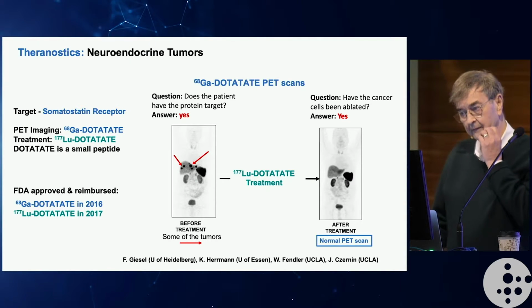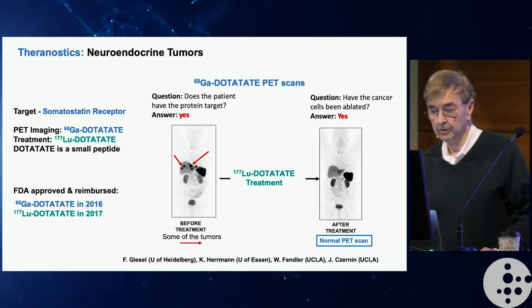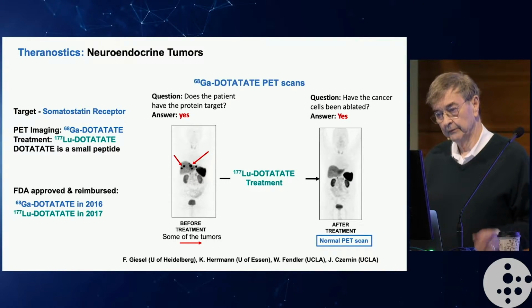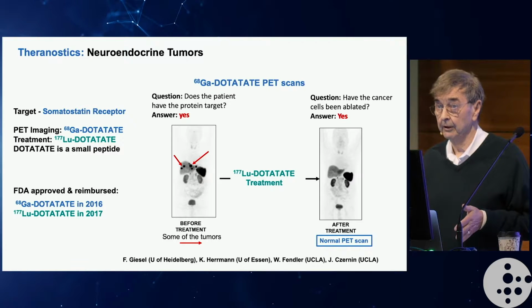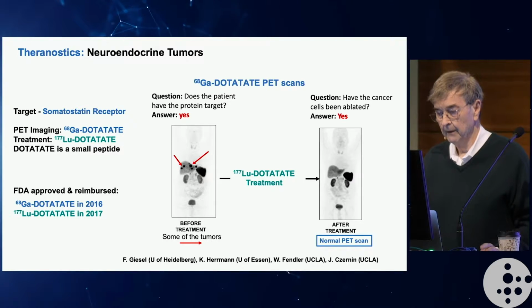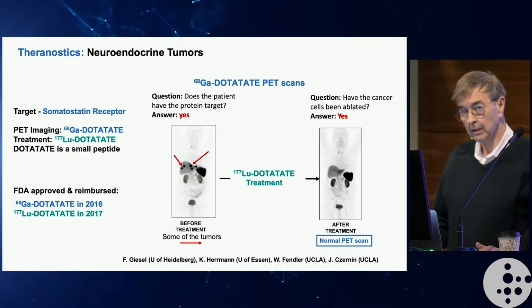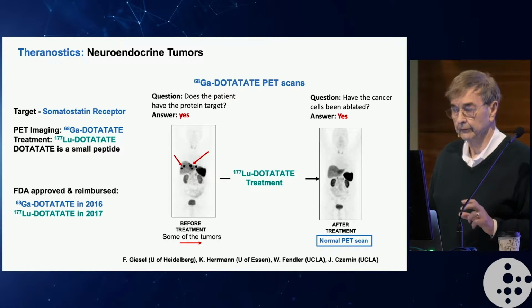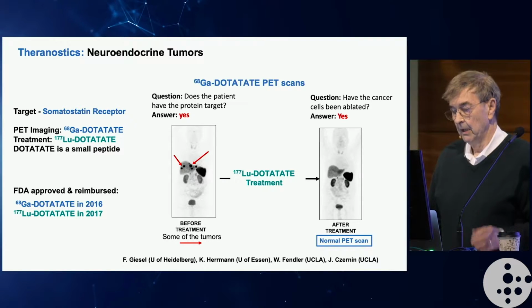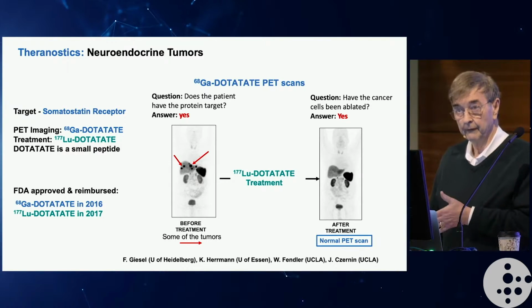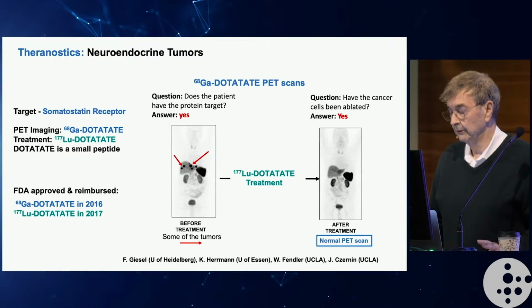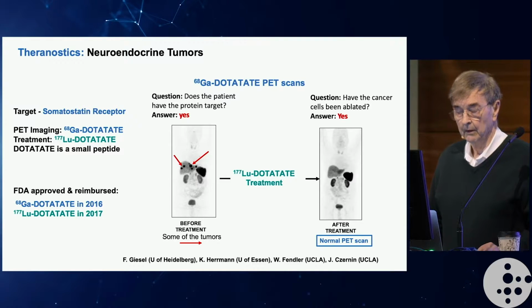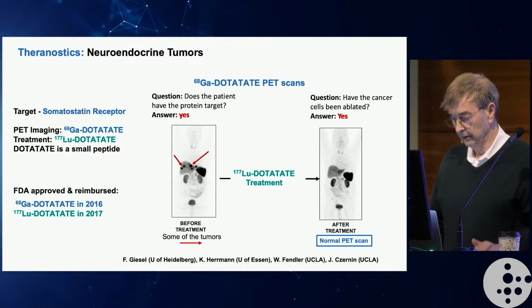So you see on the left a patient with neuroendocrine tumor with multiple tumors in the liver. So the question is, does the patient have the protein target? The answer is yes. You treat the patient with lutetium-177 dotatate, and dotatate is the small peptide. And then you do the follow-up imaging exam, and ask the question, have you ablated cells? You can clearly see the cells are ablated.